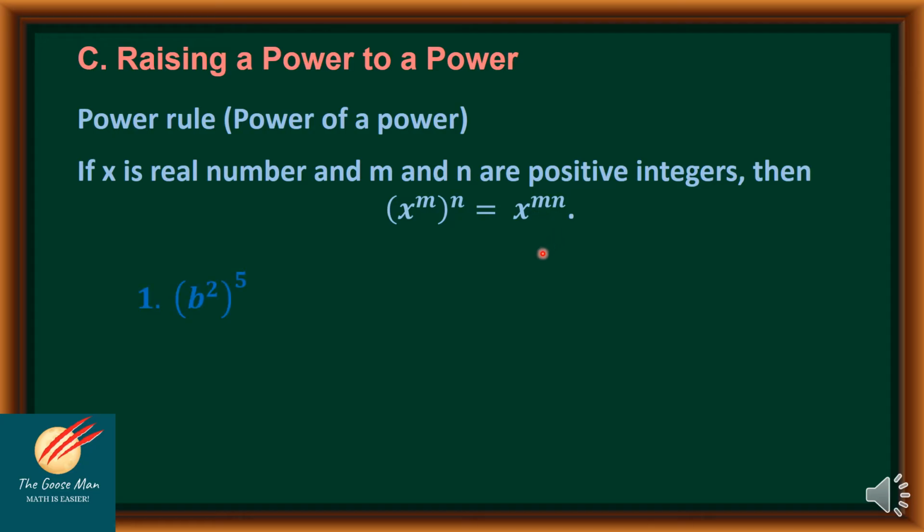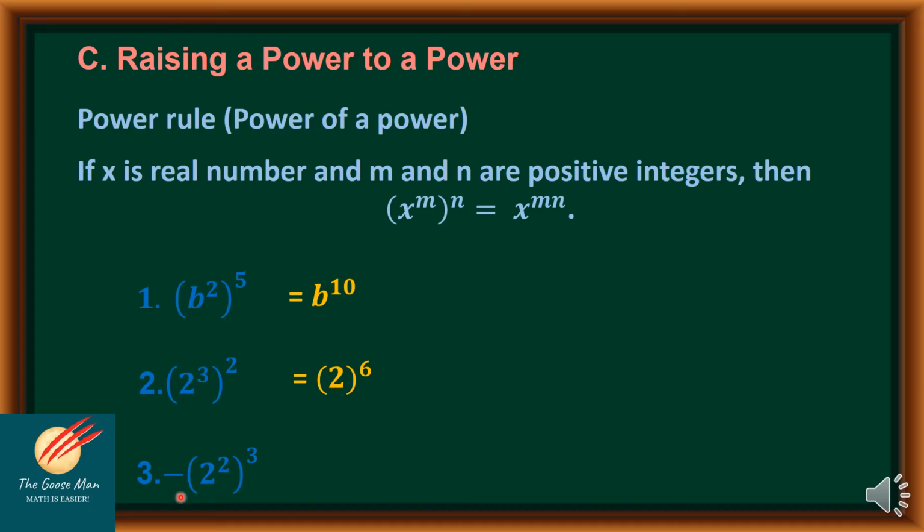So let's consider example number 1. If I have b raised to 2, raised to 5, I'll simply multiply the exponents. 2 times 5 is equal to 10, and copy the same base. Let's have another example. 2 cubed squared. So again, I'll multiply the exponents. 3 times 2 is equal to 6. So I have here 2 raised to 6. Next, we have negative 2 squared cubed.